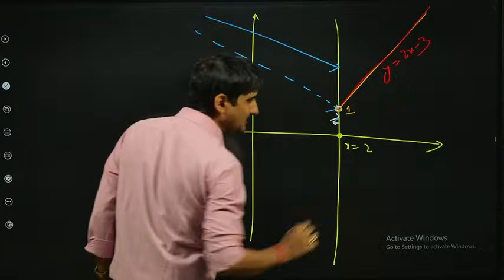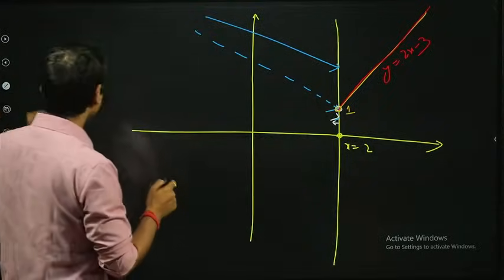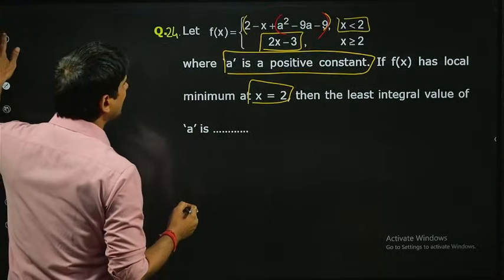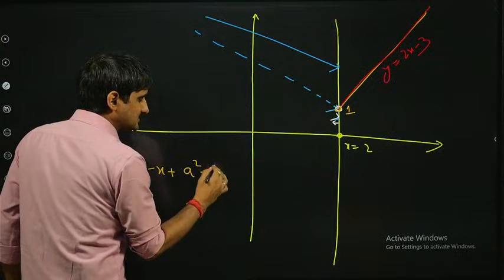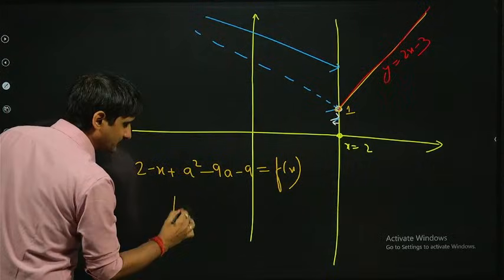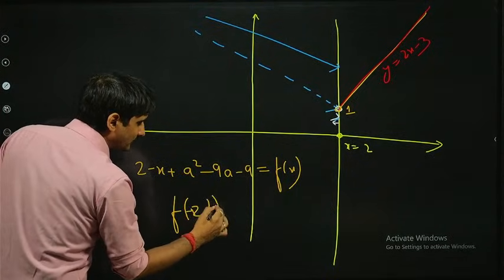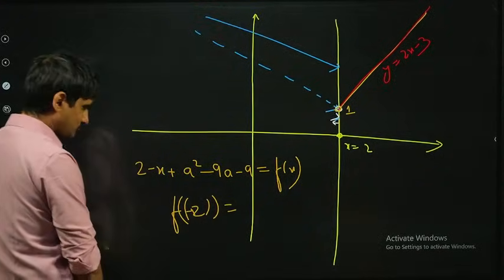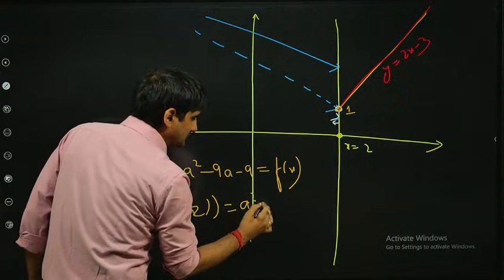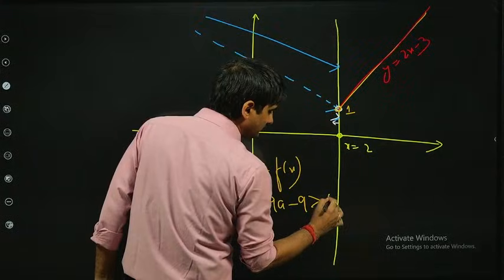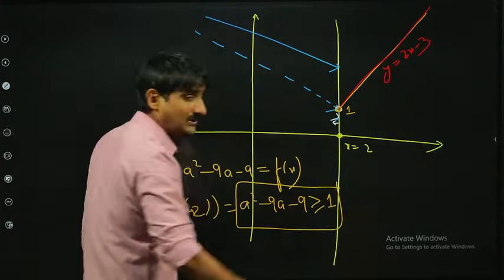Okay, so that's 1 here. What does that mean? Put x equal to 2 in 2 minus x plus a square minus 9a minus 9, which is f of x. As x approaches 2, the value to which it approaches will be 2 minus 2. So a square minus 9a minus 9 should be greater than or equal to 1, and that's it. I think all of you would have understood.